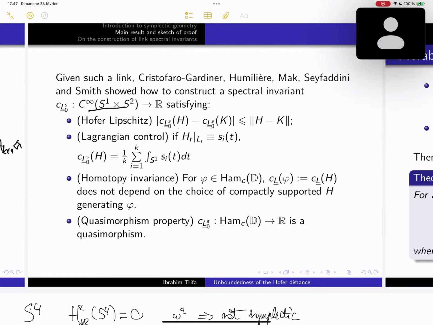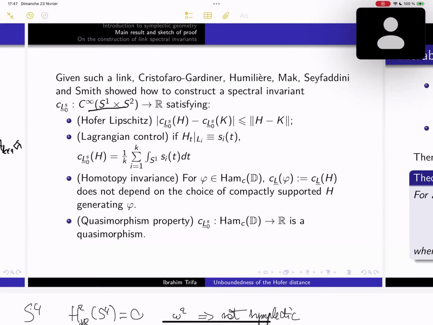So the difference of c_L(H) and c_L(K) is less than the norm of H minus K. There is also a property called Lagrangian control, which enables you to compute those invariants when your Hamiltonian H is constant on every component of the link. Then the value of c_L(H) is basically given by averaging your Hamiltonian on the components of the link.